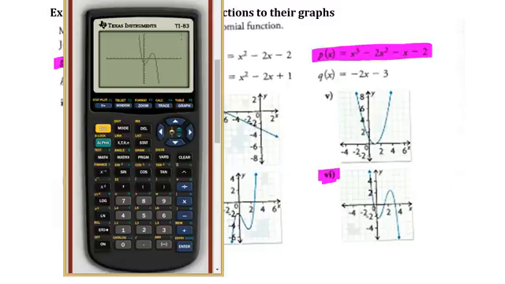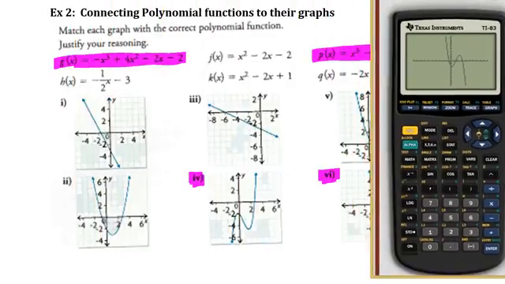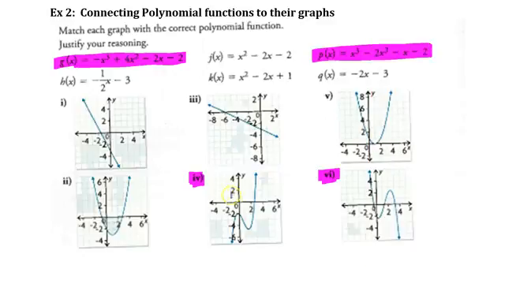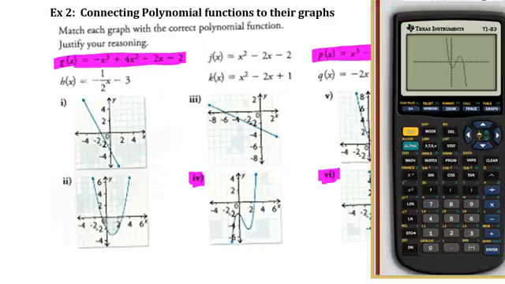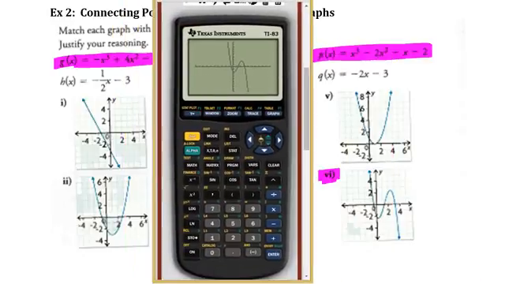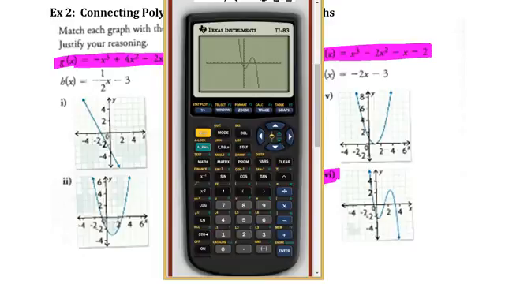So when I'm graphing this, I'm noticing that the 2 options available to me are, I'm just going to hide that for a second. One of them goes from quadrant 3 to quadrant 1, and one of them goes from quadrant 2 to quadrant 4. And this specific one that we graphed is going from quadrant 2 to quadrant 4. So our g of x actually matches with graph 6.